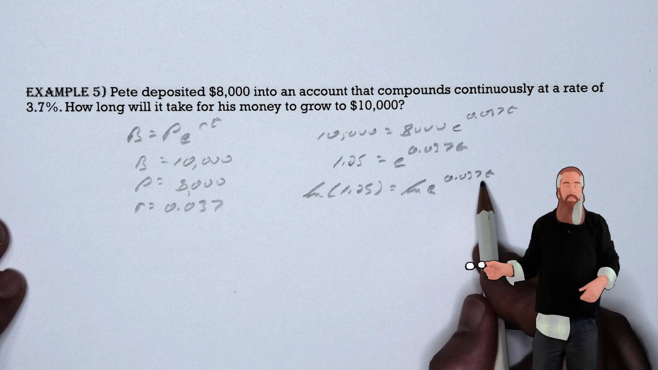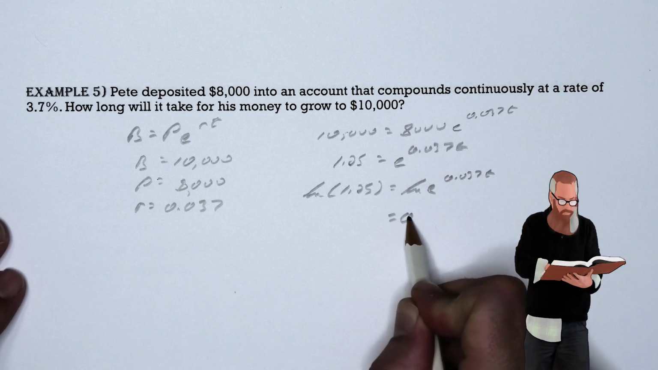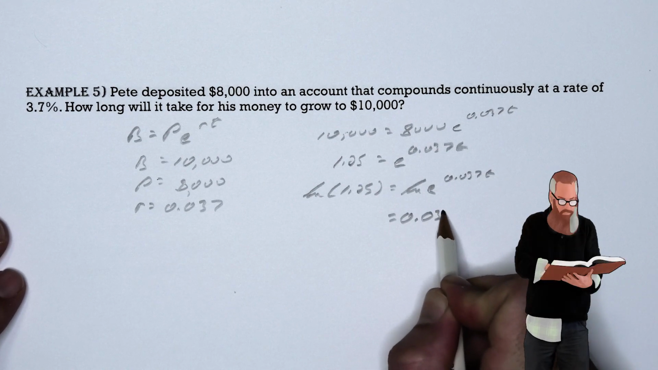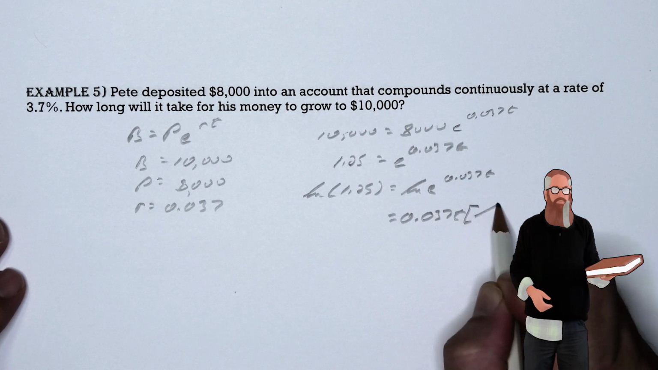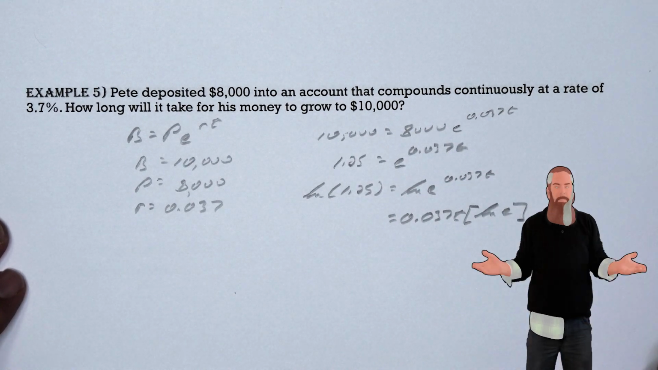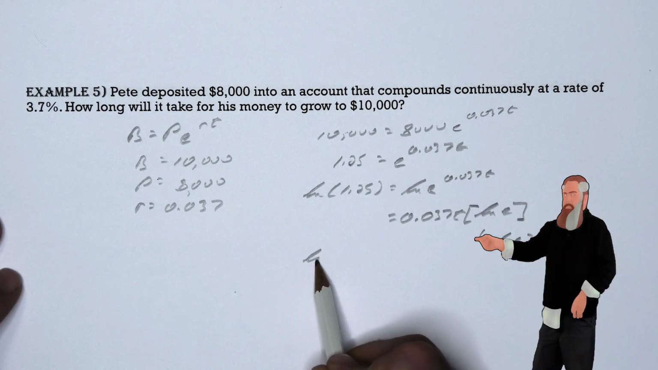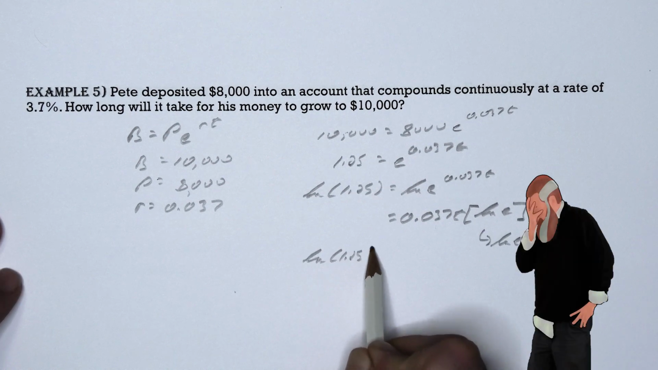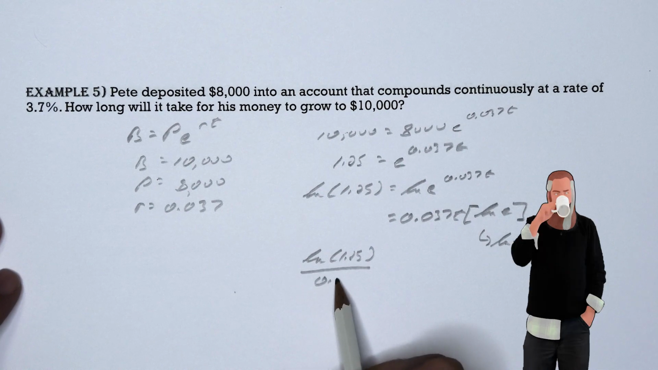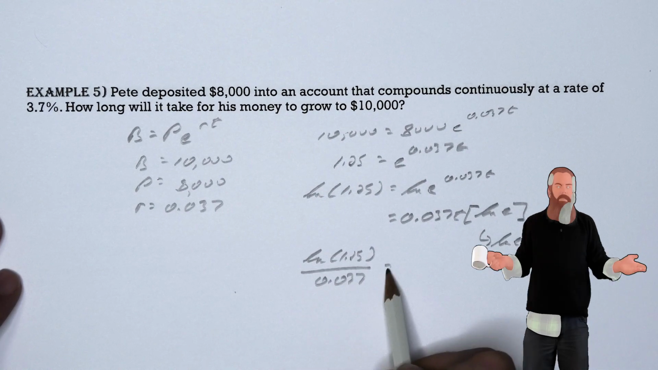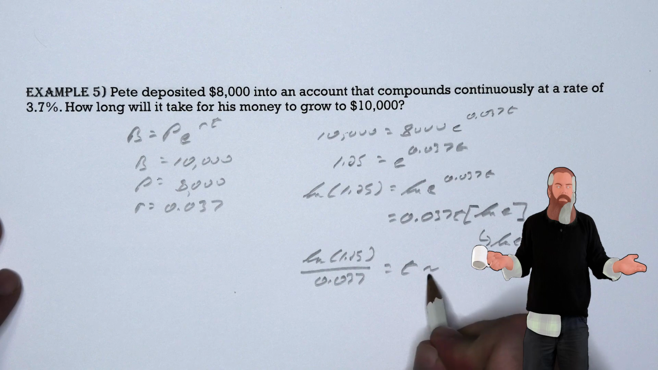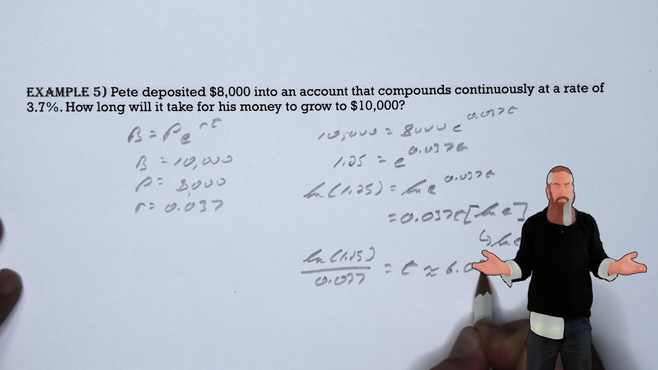Now, this exponent up here does mean that we could rewrite this as 0.037t times ln of e. And let's remember that ln of e is equal to 1. So ln of 1.25 divided by 0.037 will be equal to t, and that is approximately 6.03.